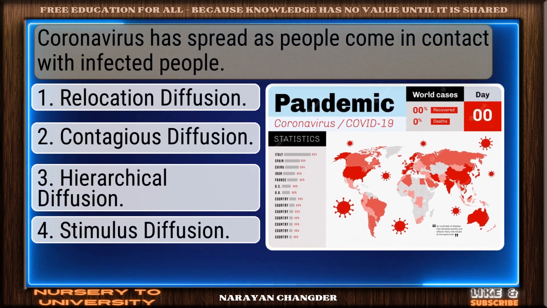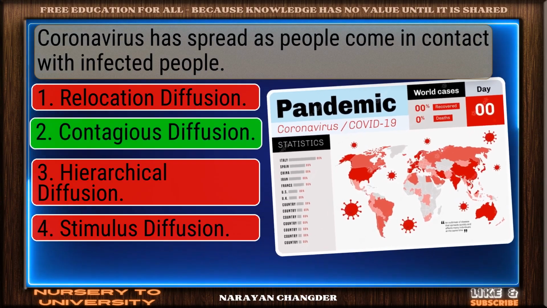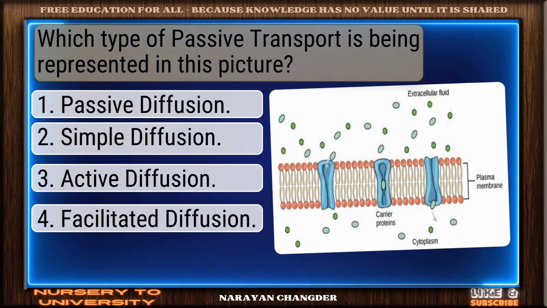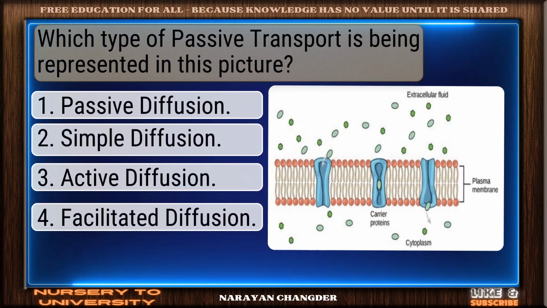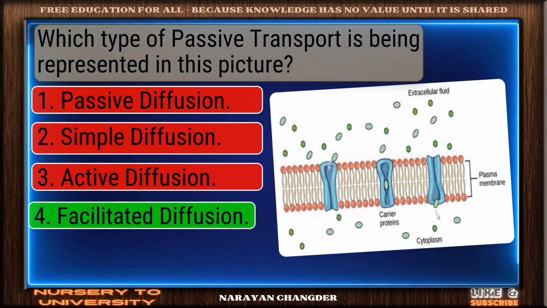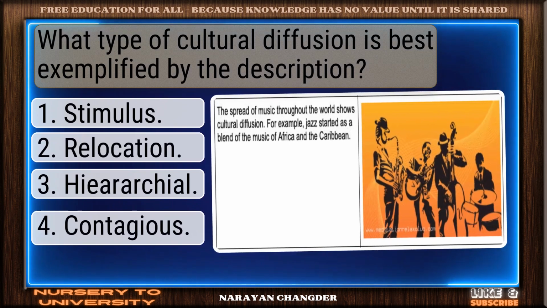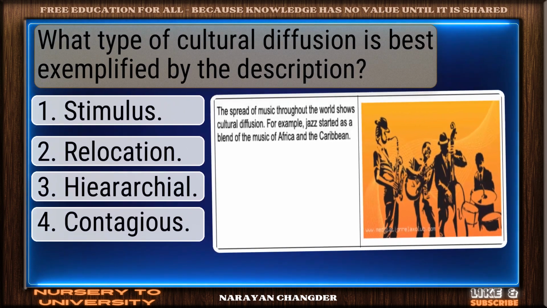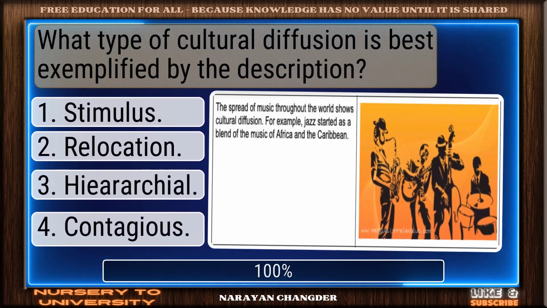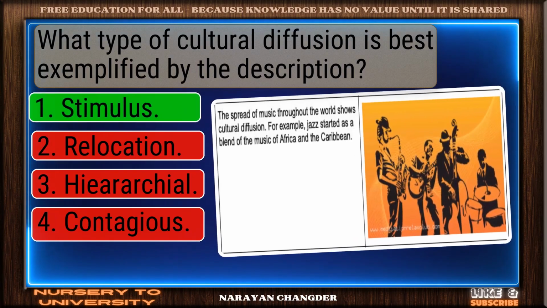Coronavirus has spread as people come in contact with infected people. On track. Contagious diffusion is the correct answer. Which type of passive transport is being represented in this picture? Smart pick. Facilitated diffusion is the correct choice. What type of cultural diffusion is best exemplified by the description? Clear logic. Your choice stimulus is sound and 100% true.